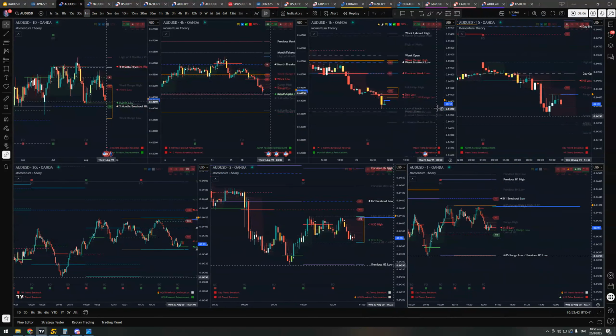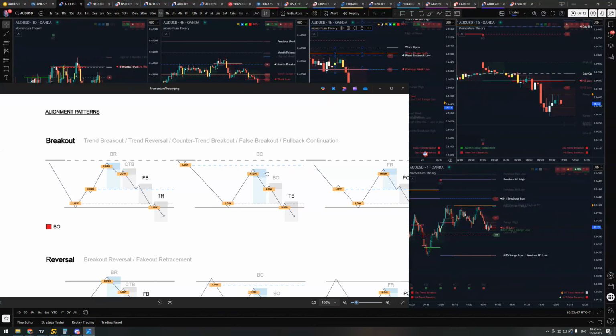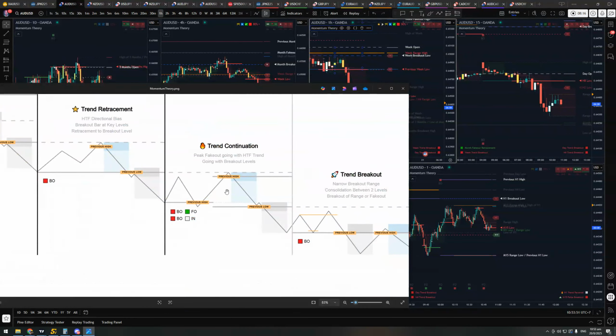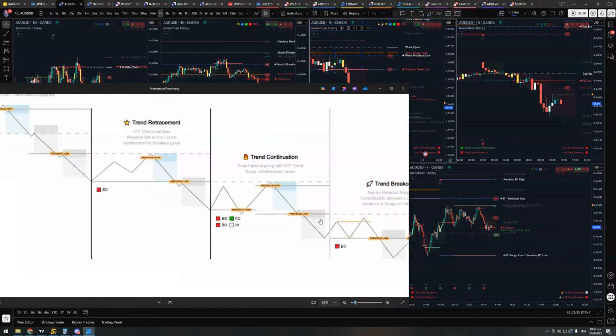Okay, so 7 more minutes until the H1. Looks like it's going to close as a breakout followed by an inside bar. When I have a breakout followed by an inside bar with higher time frame directional bias, I'm looking for a trend continuation. So again, everything kind of fits together.